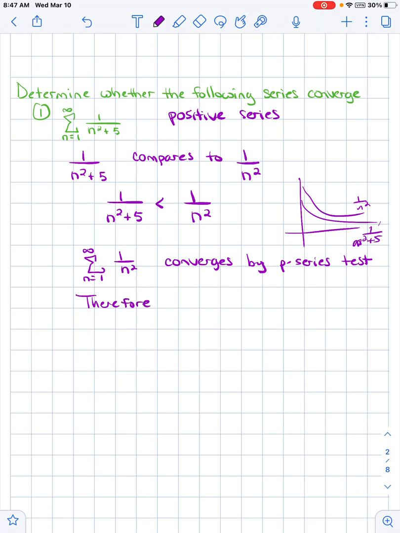So then we can say, therefore, if 1 over n squared converges, we know that 1 over n squared plus 5 will definitely converge. Therefore, this sum also converges by the direct comparison test.